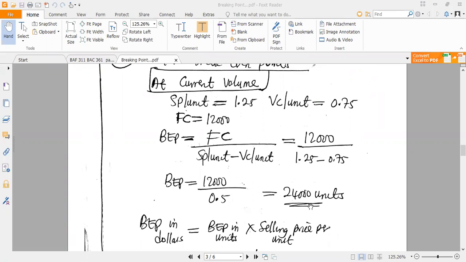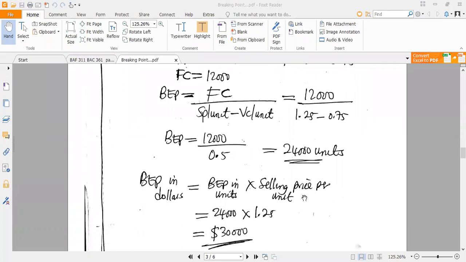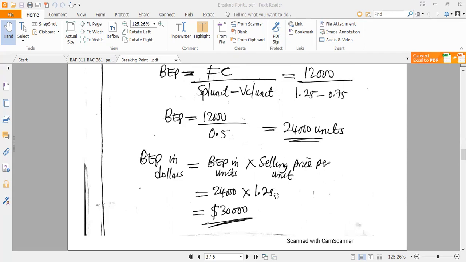When you get the 24,000 units, if you want to find the break-even point in dollars, you multiply the 24,000 by the selling price per unit of 1.25. So you get $30,000. This is the break-even point in dollars. In units it is 24,000.